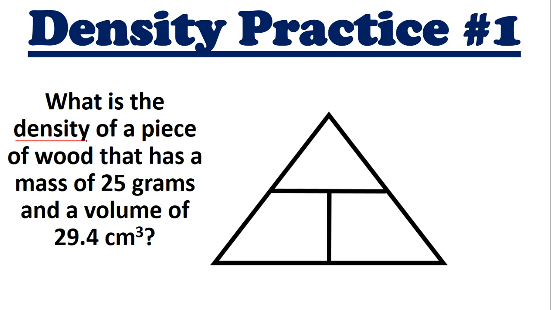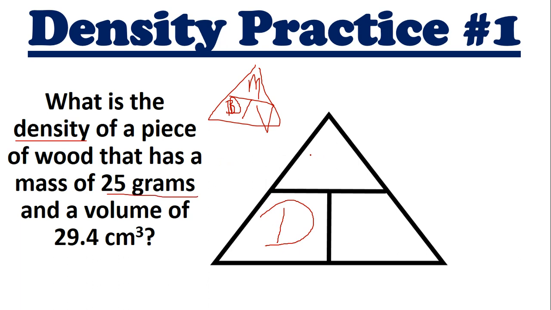So we're going to place that letter in the triangle. That letter is the big D, and it would go right here. That means the other stuff given is going to go in those other empty plots. At the top, from the formula, if you remember, D, M, V, that's how I remember it. Mass at top, volume at the bottom. So the mass here was 25 grams, so I'm going to write 25. And the volume is 29.4.